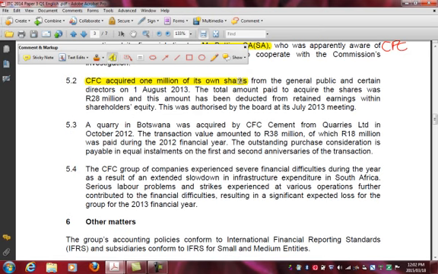Okay. The total amount paid to acquire the shares was 28 million rand, and this amount has been deducted from the retained earnings within shareholders' equity. We need to consider whether that deduction has been correctly captured in terms of the Companies Act. This was authorized by the board at its July 2013 meeting.